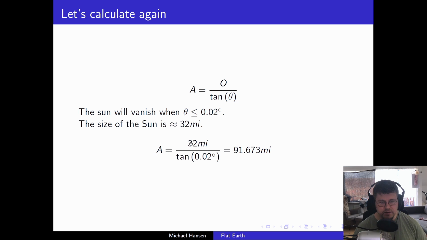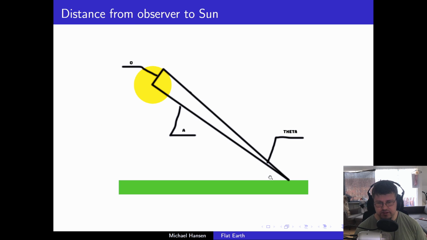But we put in the numbers that we have, 32 miles divided by the tangent of 0.02 degrees, and we get 91,673 miles. That is a pretty big number. But this is, like you see here, this distance here. What we want is this distance down here, because that is where our little guy in Africa is standing and watching the sun directly above him.